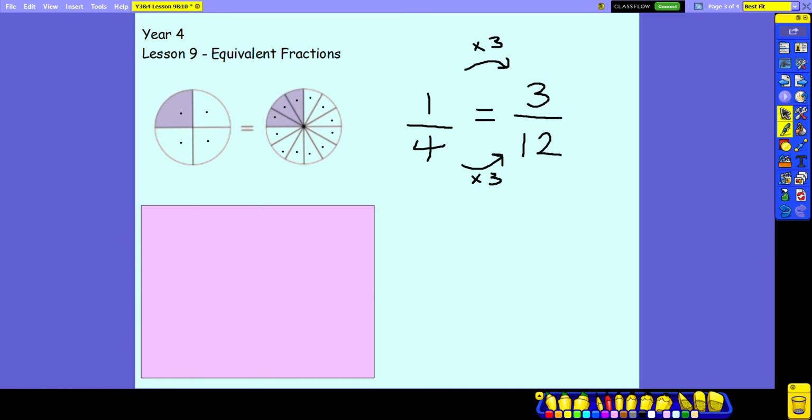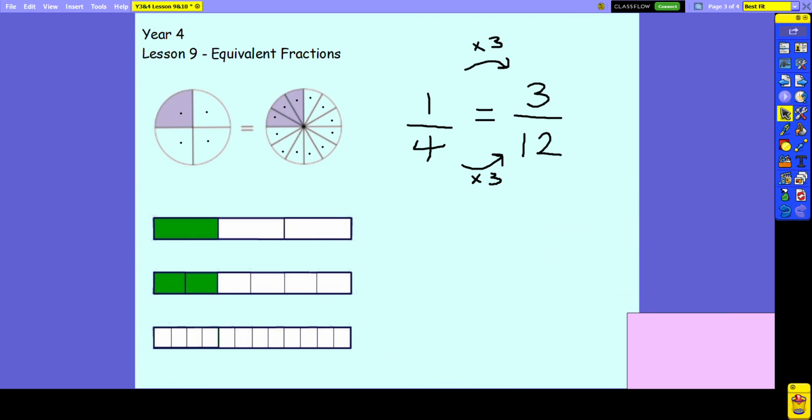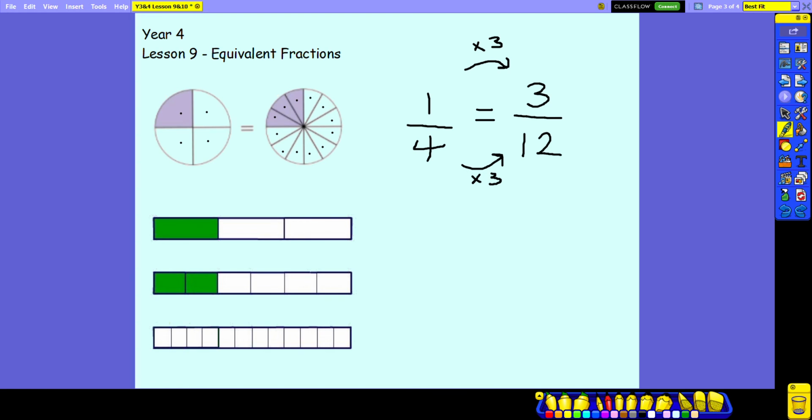Now in our second example down here, we also have it represented with bars. So again, we're going to look at 3 different fractions here that are equal to each other. In the first bar, we can see that the bar has been equally divided into 1, 2, 3 equal parts, or thirds, and one of those has been shaded.